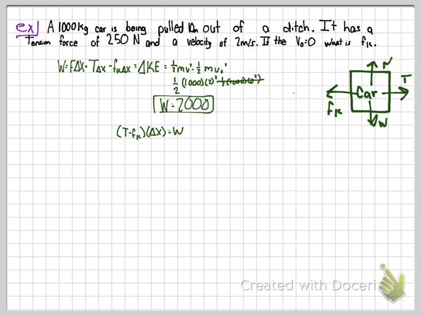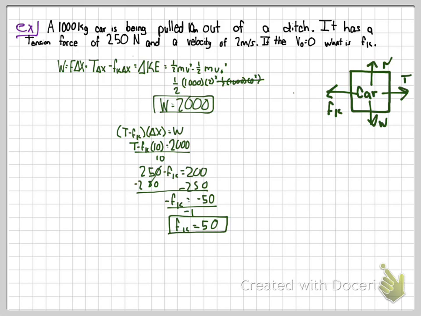So, the tension minus the kinetic friction multiplied by the change in x is equal to work. So we're going to plug in our variables. We know the tension force is equal to 250 newtons. We know the change in x is 10 meters. And we know work is equal to 2,000 joules. So when we plug in our variables, we get this equation, and when we solve this equation, we will get the kinetic friction is equal to 50 newtons. So by solving this equation, we got the kinetic friction of the car.